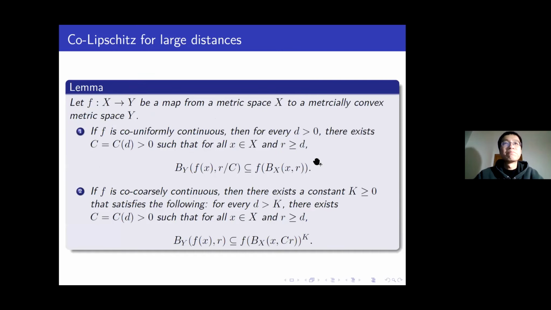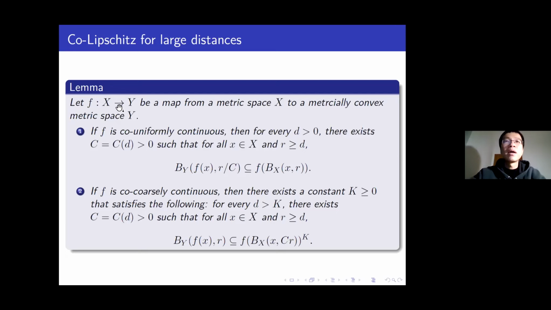Because we have this co-Lipschitz for large distances property. I think it's well known that uniformly continuous maps and coarsely continuous maps must be Lipschitz for large distances if the domain space is metrically convex. So we have similar properties for co-uniformly continuous maps and co-coarsely continuous maps, but this time you require the target space Y to be metrically convex.